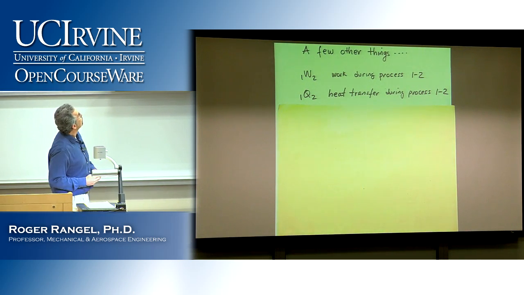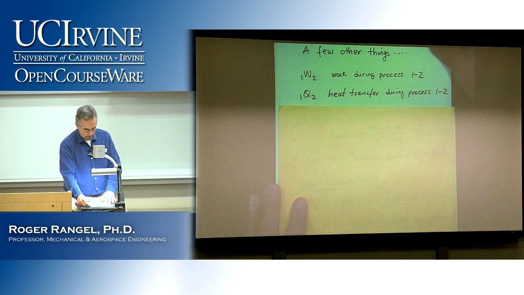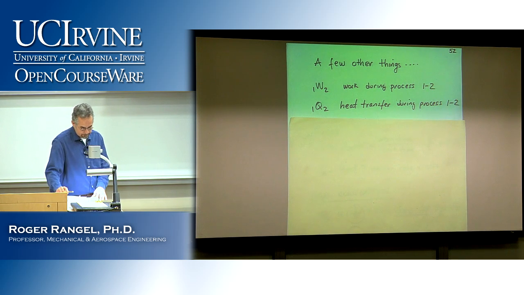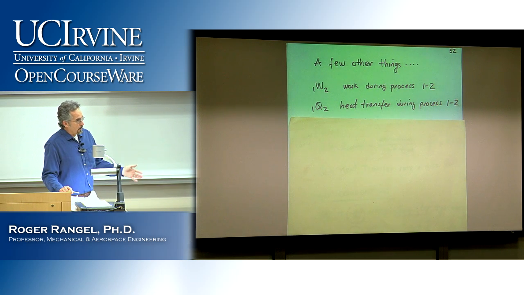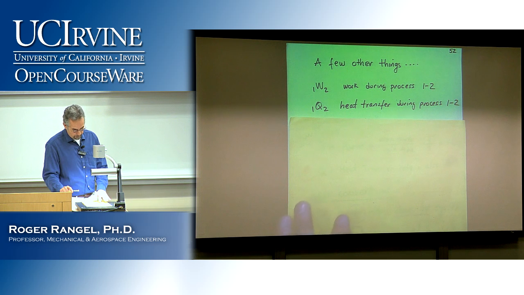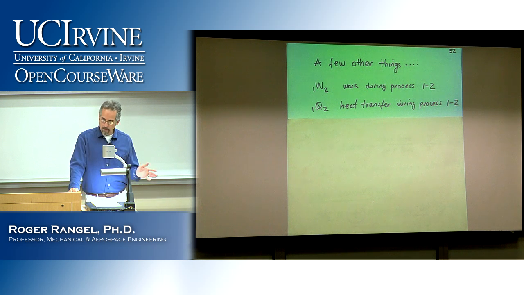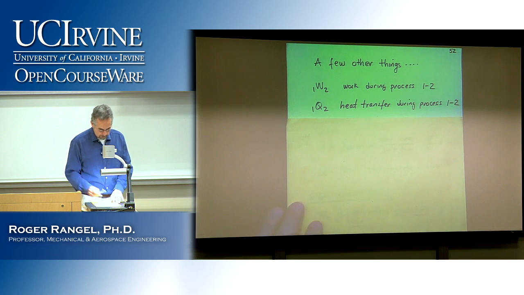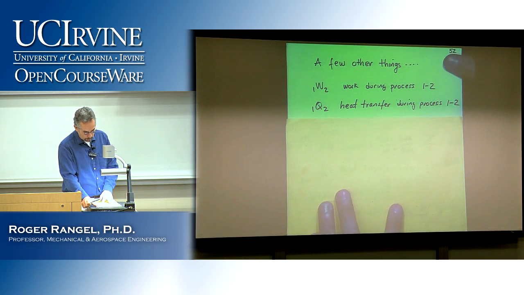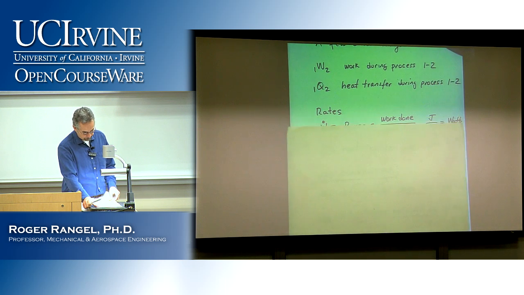Notation-wise, when you're writing work or heat transfer in a problem where there is a process, pretty soon we'll be looking at processes that have several sub-processes. So you may have to do W12, W23, and so on. But W12 and Q12, that's the notation that we will use.